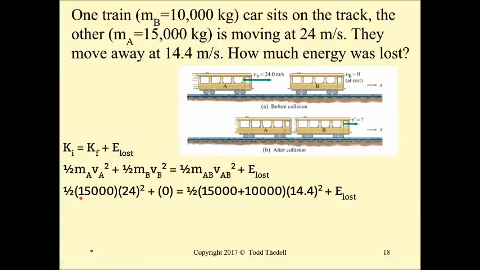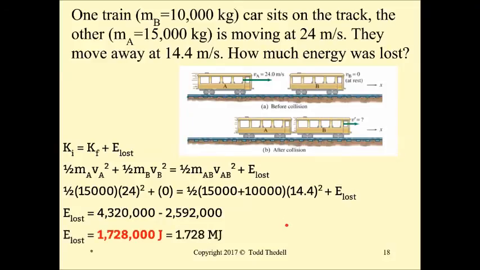So we do some math now. I multiplied 1/2 of 15,000 times 24 squared. That's 4,320,000. I then added these together, multiplied all that out, and then moved it over, so I subtracted it. And so it's 2,592,000 joules. And you can pause and calculate that if you like. Energy lost is 1,728,000 joules, or 1.728 megajoules. So quite a bit of energy is lost there.